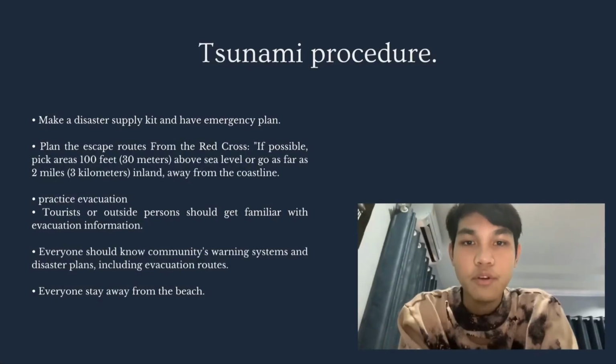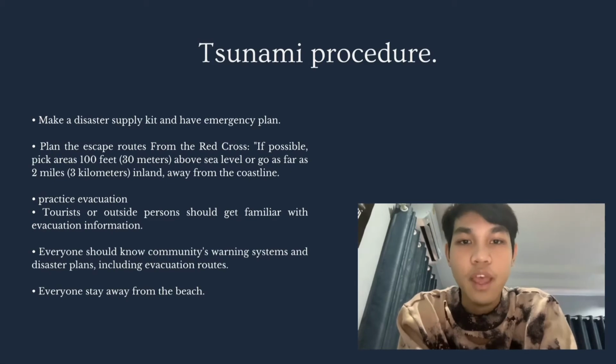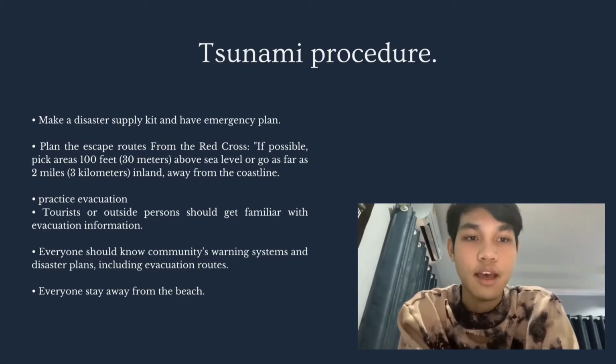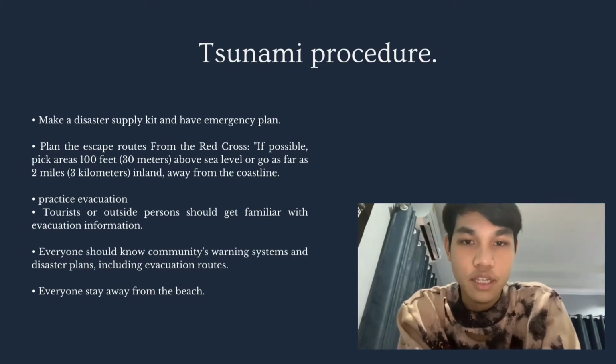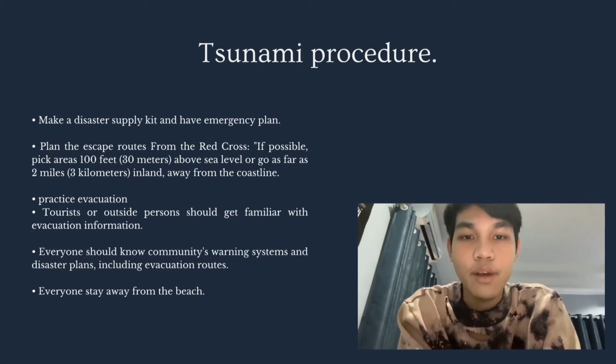For the tsunami procedure, make a disaster supply kit and have an emergency plan. Plan an escape route from the coast, if possible to peak areas 100 feet above sea level, or go as far as 2 miles inland, away from the coastline. Practice evacuation. Tourists or outside persons should get familiar with the evacuation information. Everyone should know the community's warning system and disaster plans, including evacuation routes. Everyone should stay away from the beach.